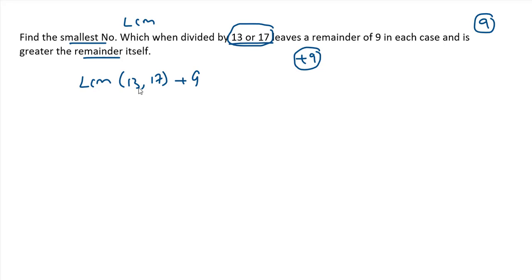The LCM of 13 and 17, since both these numbers are prime numbers, will be directly the product of these two numbers. So 13 into 17 will be 170 plus 51, that will be 221. So we'll have to add 9, we'll get 230. So this is our answer for this question. Notice in this case, the remainder when the number is divided by two different divisors is the same.